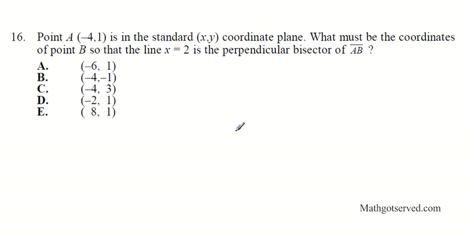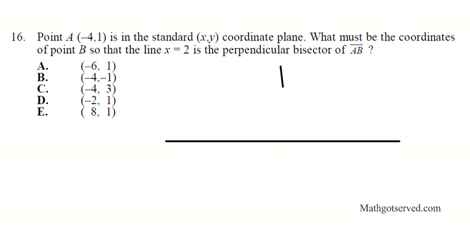Okay, last but not the least, it says the point A, negative 4, 1, is in the standard xy coordinate plane. What must be the coordinates of point B so that the line x equals 2 is the perpendicular bisector of AB? Alright, so the best way to solve a problem like this is to graph the points and use the symmetry of your graph to determine where the point that satisfies the requirement will be, okay?